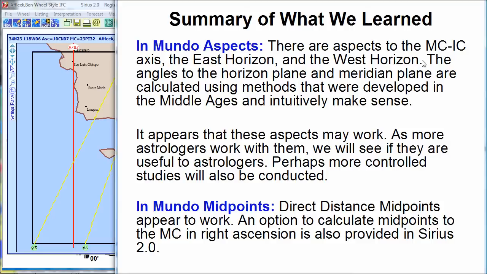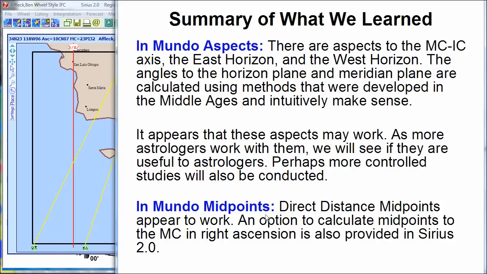And from observation, they use these in Mundo methods of calculating angles for primary directions and so on. And from observation, they do appear to work. It appears that these aspects may work. So as more astrologers work with them, we will see if they are useful. Perhaps even more controlled studies will be done to verify these things.